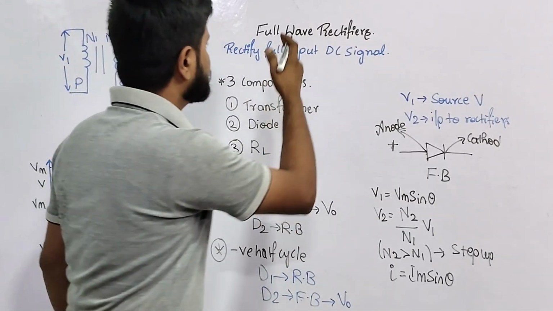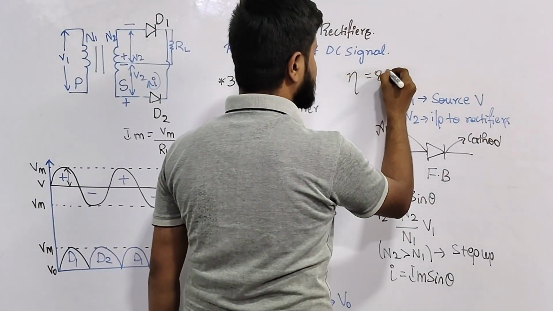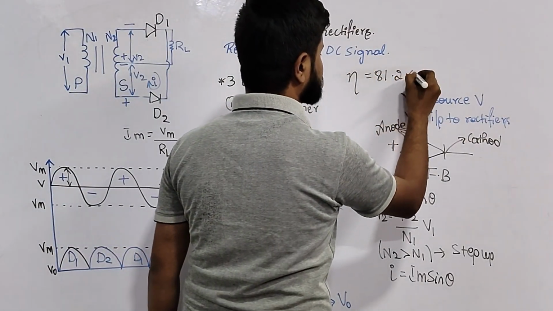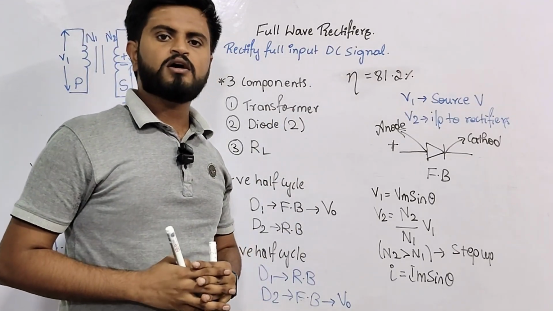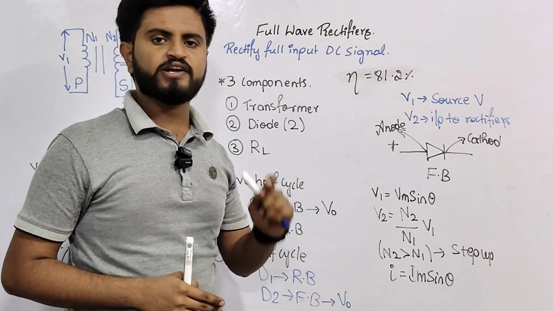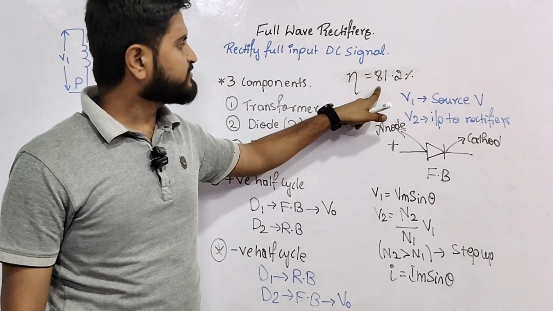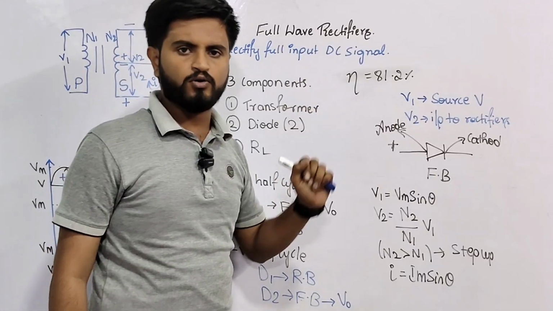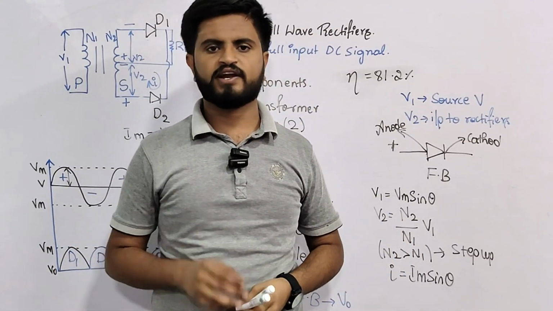If we look at the efficiency of the full wave rectifier, it will be around 81.2%. We saw in the half wave rectifier, its efficiency was around 40.6%. But here in the full wave rectifier the efficiency will be 81.2%. So I hope you understood the topic of the full wave rectifier.